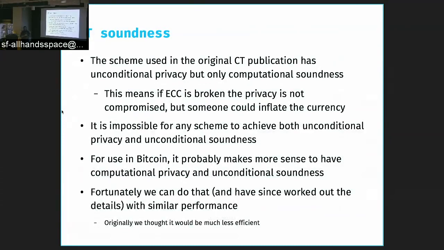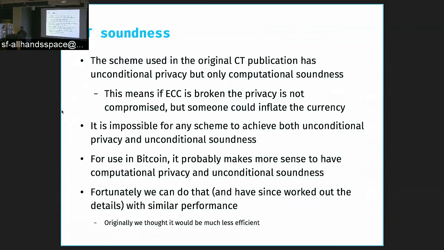So I mentioned before that CT is at least as strong as the ECC, but it's actually potentially stronger. So the scheme in our original CT publication provides what's called unconditional privacy, but only computational soundness. And what unconditional privacy means is that even if you were to get an infinitely powerful computer, like it solves any problem in one operation, you still could not remove the amount privacy in CT. The privacy part of it cannot be broken. But it only provides computational soundness, which means that if ECC is broken or someone has an infinitely powerful computer, they can basically make CT proofs that are false and create inflation.